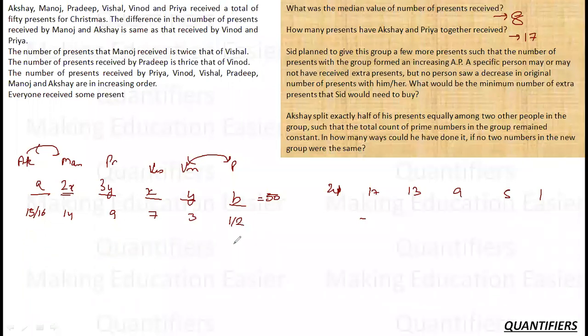If I'm keeping it as 2, I have to keep it as 15. Then in this case, if I keep D as 1, it is not possible because the next will be 4. If I keep D as 2, it goes 2, 4, 6, not possible. If I keep D as 3, then 2, 5, 8, 11, 14, and 17.